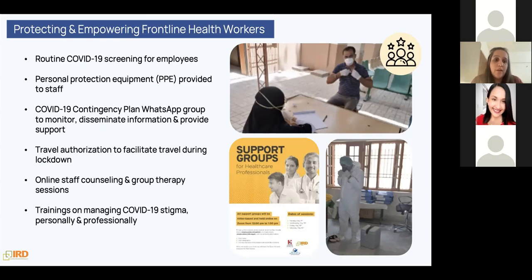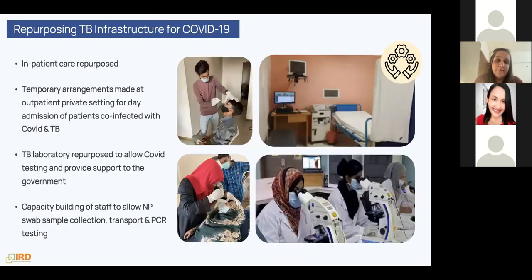There was a lot of contingency planning, and WhatsApp groups were built to monitor, to disseminate information and provide support to staff. We got them travel authorization to facilitate travel during lockdown. We also designed online staff counseling and group therapy sessions and trainings on managing COVID-19 stigma, both personally and professionally.